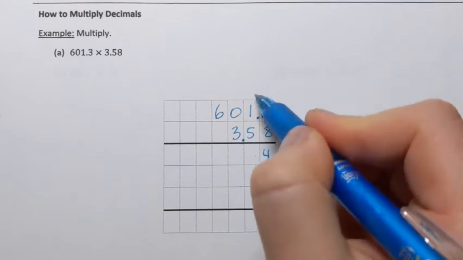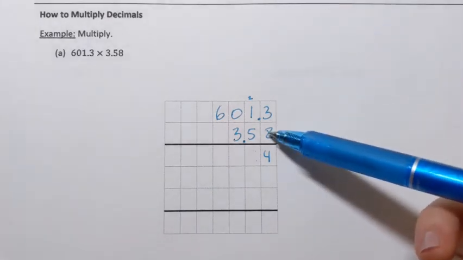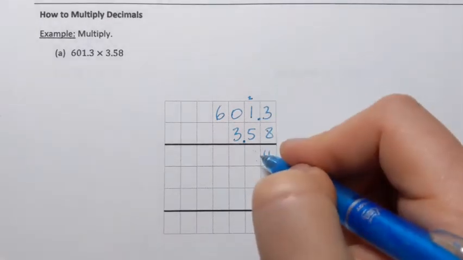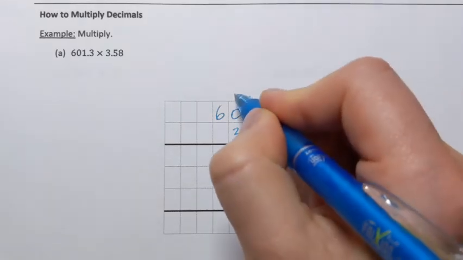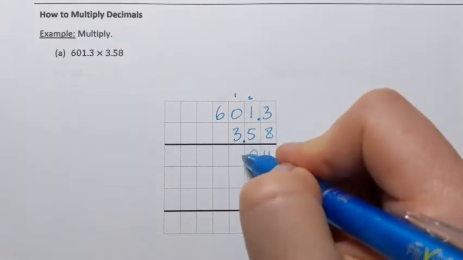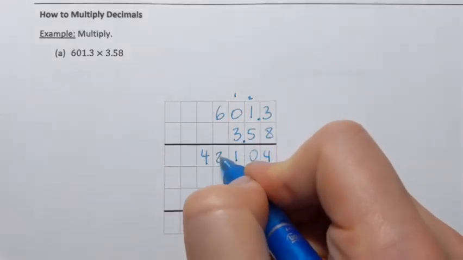So 8 times 3 is 24. All right, 4, carry over 2. 8 times 1 is 8 plus 2, that's 10. So I'm writing 0, carry over 1. 8 times 0 is 0 plus 1 is 1. 8 times 6 is 48.